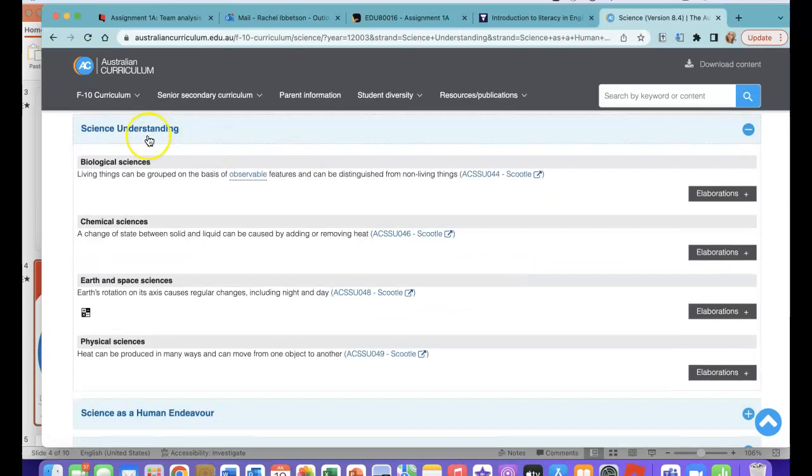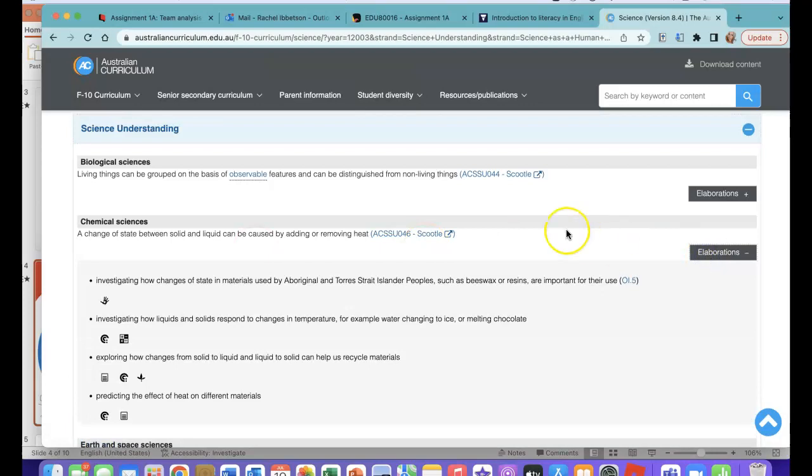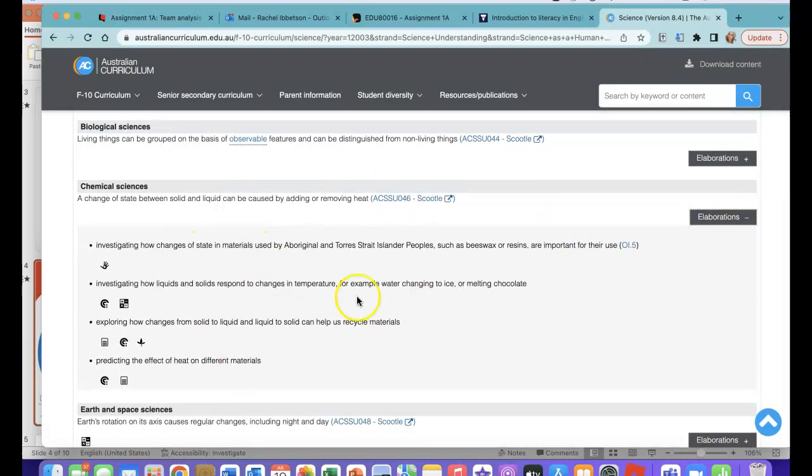And when you click on science understanding, it's the second one down called, states, change of state between solids and liquids. If we click on elaborations, which brings down this drop box, you'll notice that there are quite a number of these little symbols around it. If you click on this one that looks like a little notepad or a little book, when you hover over it, you can see that it says literacy.